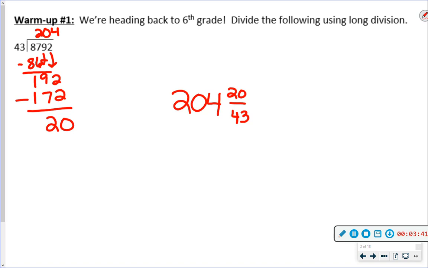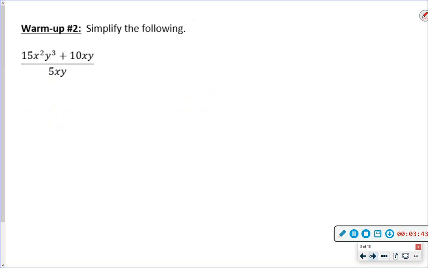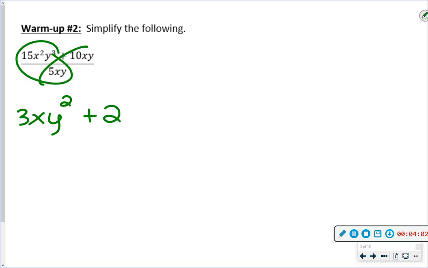I'm a little scared. Okay, next up. Pulled this right out of the old Algebra 1 files. We can do this, it's easier. Okay, hit it. What do you got? 3x, y squared plus 2, because you're just dividing each of these over 5xy and simplifying.